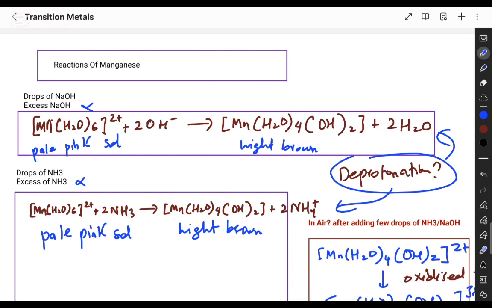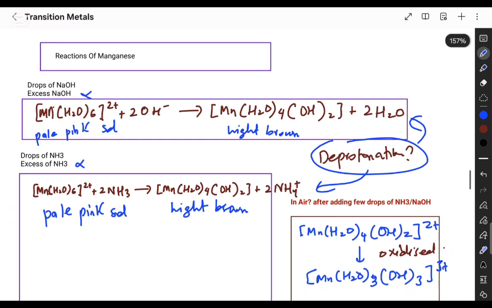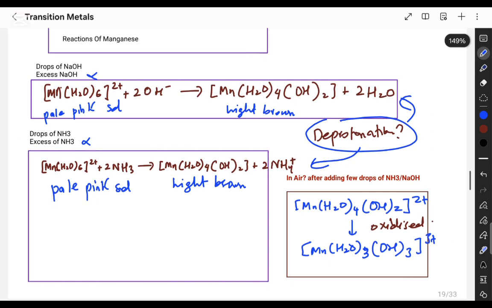So again, it's a very similar reaction that we have seen so far. It's very repetitive. You only have to remember the colors. I think with the amount of reactions you have seen by now, it should be really, really repetitive. So you go from pale pink solution to light brown precipitate, PPT, okay? And this was our deprotonation reactions, okay?